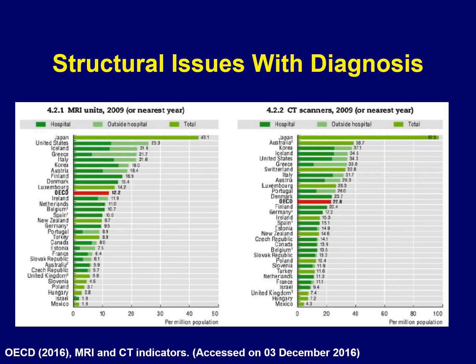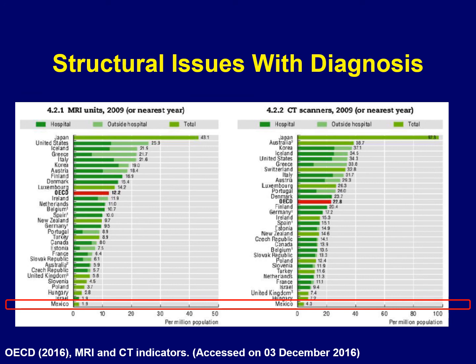As I mentioned, MRI and CT are needed for diagnosis of neurocysticercosis. And these are graphs showing MRI units and CT scanners per million just for the OECD countries. And we can see the only country that is endemic for cysticercosis among these has the lowest access to MRI and CT. Mexico is actually quite a high resource country.